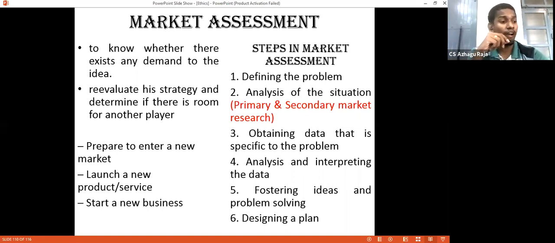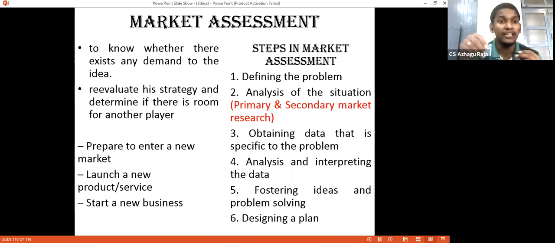And what are the steps in market assessment? Initially, you have to identify the problem. What is the problem? You have to identify that problem. It talks about the gap. After defining the problem, you have to analyze the problem. There are two types of analysis: primary as well as secondary market research. Primary means you go in person and get surveys and opinions from customers and suppliers. I am planning to start a product with these features, will you buy this product? After obtaining opinion from the customer's perspective, then you start up. So that is primary.